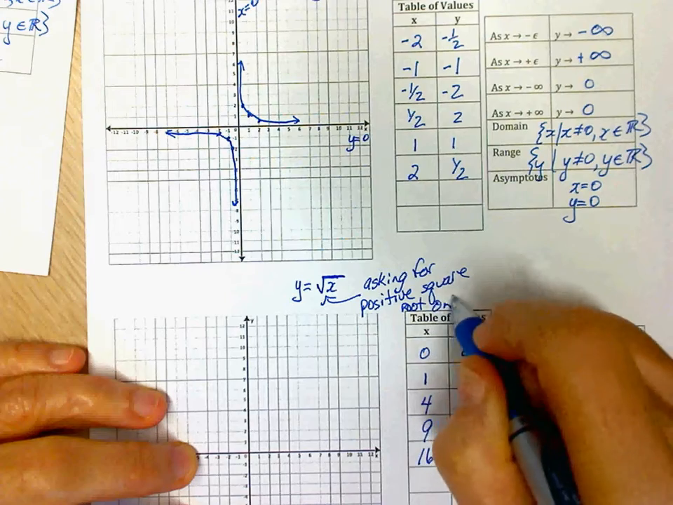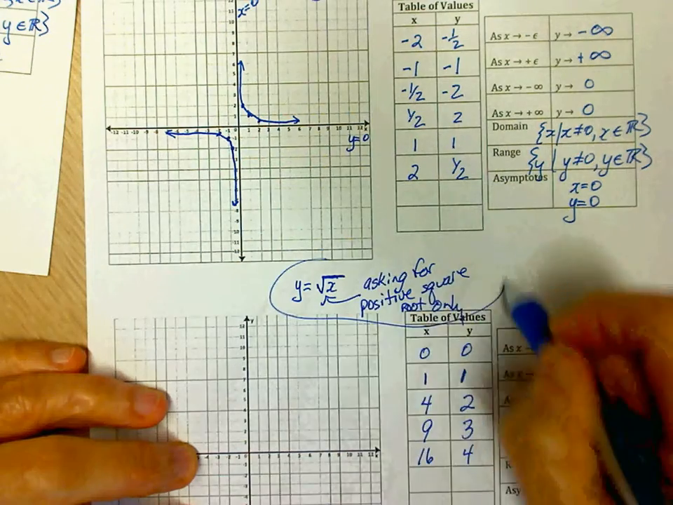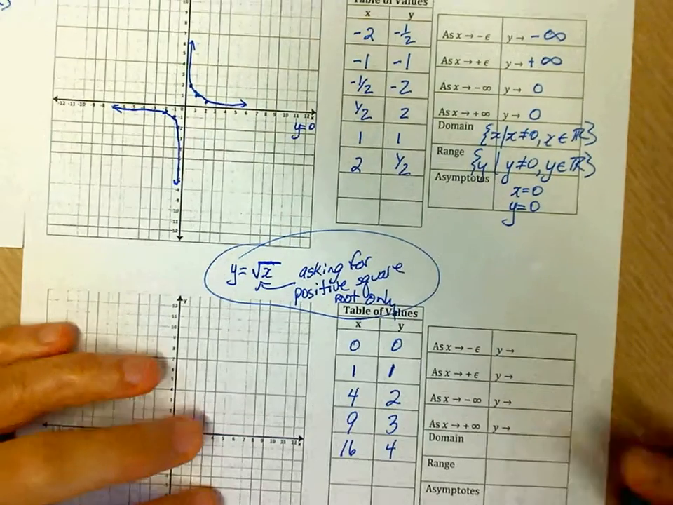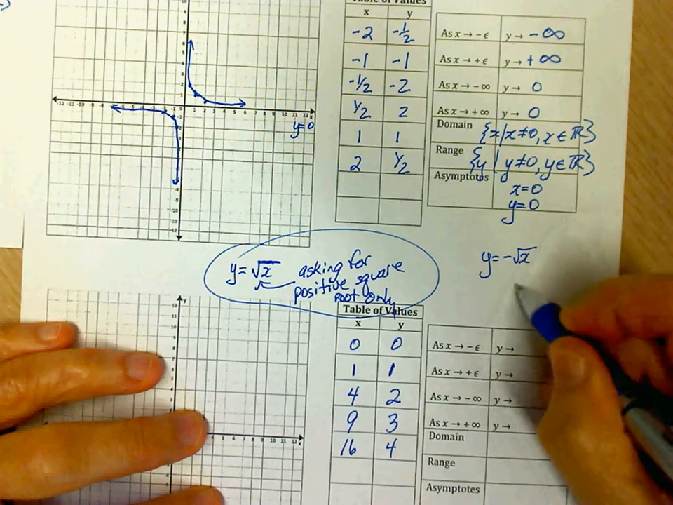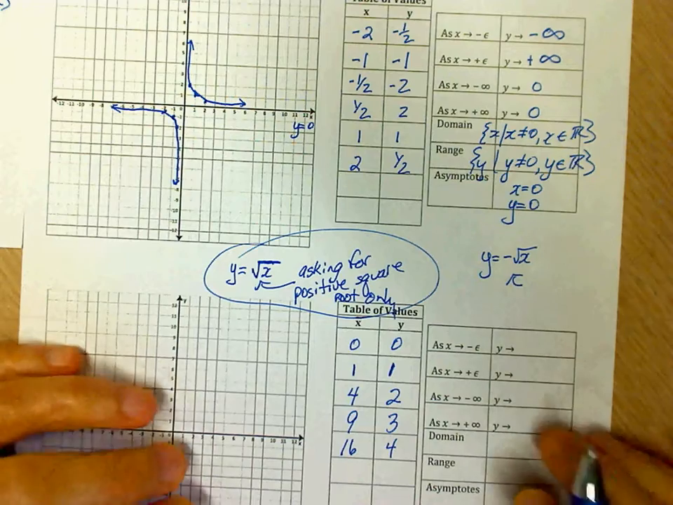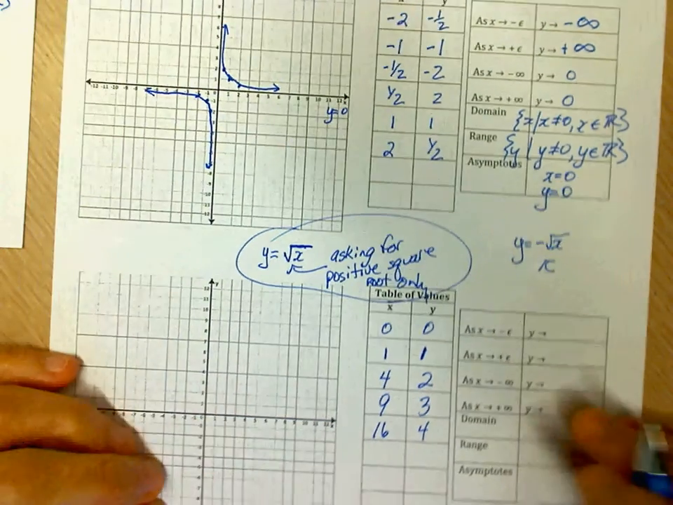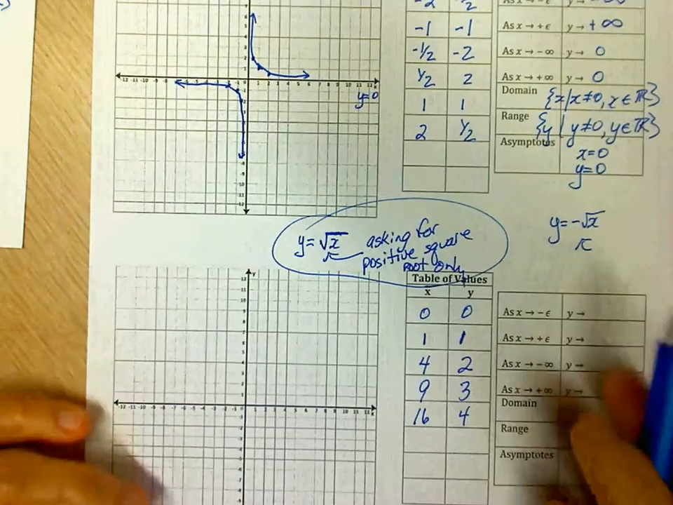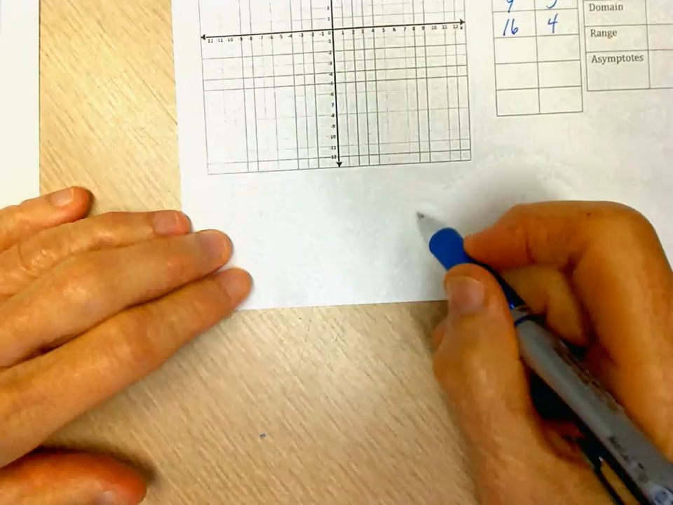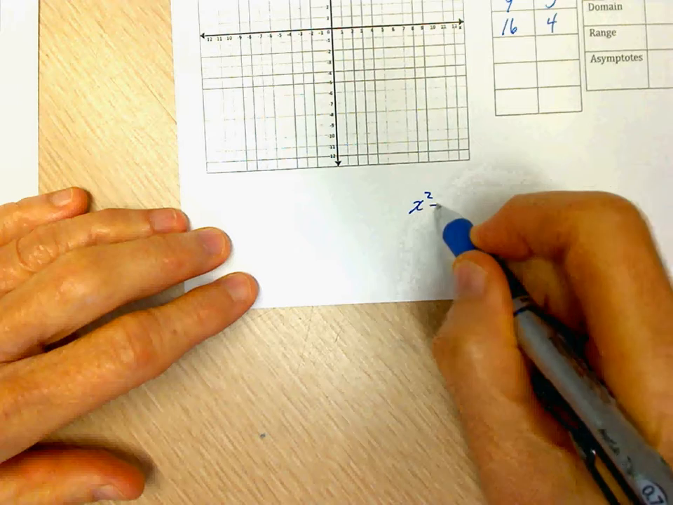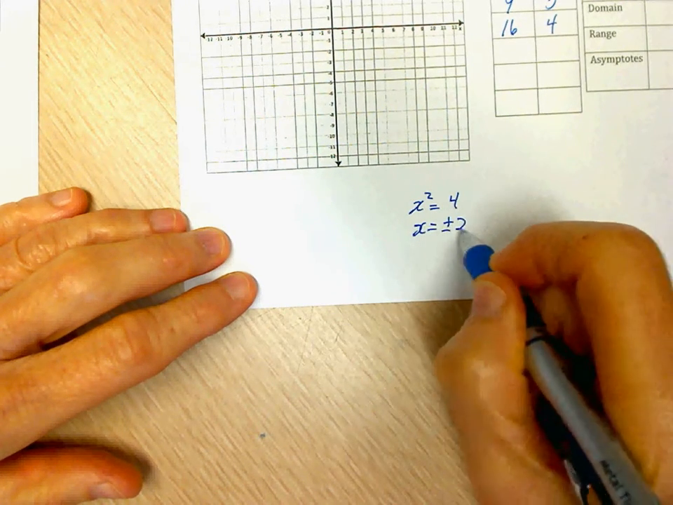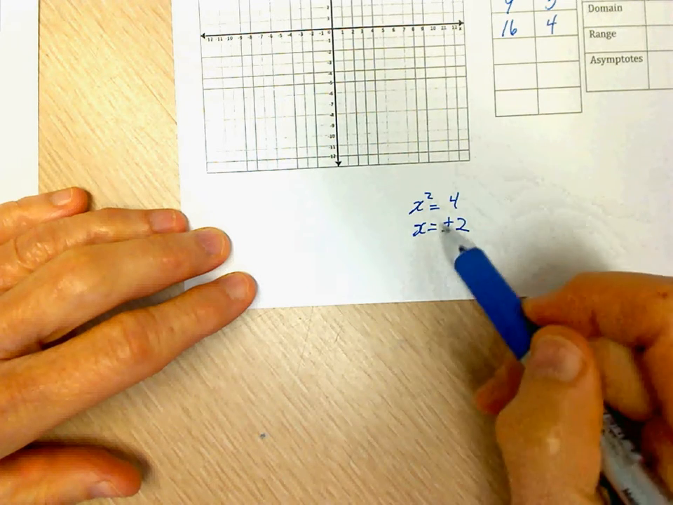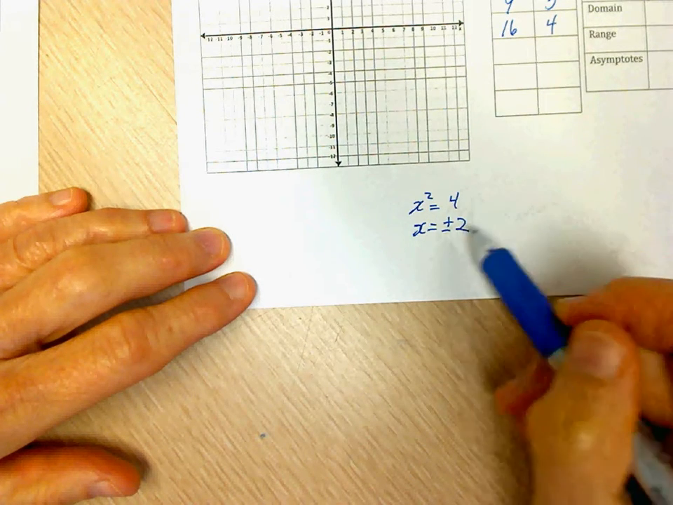It's only the positive square root. If it wanted the negative square root, it would look like this. So here we use the negative square root, right? So that's the difference. So don't be confused, because I know many times when you're solving equations, if you go x squared equals 4, your answer is x equals plus or minus 2, right? Because negative 2 squared is 4 and positive 2 squared is 4.